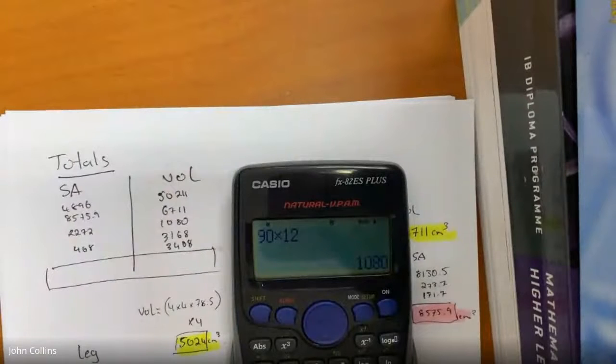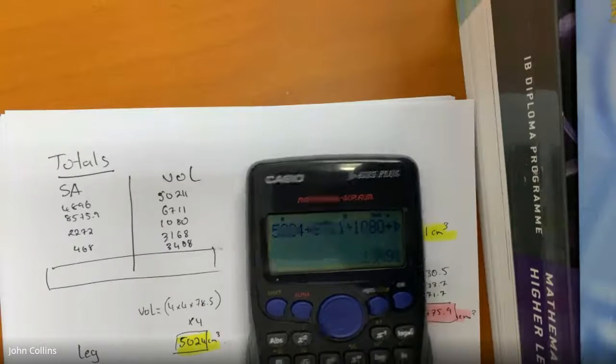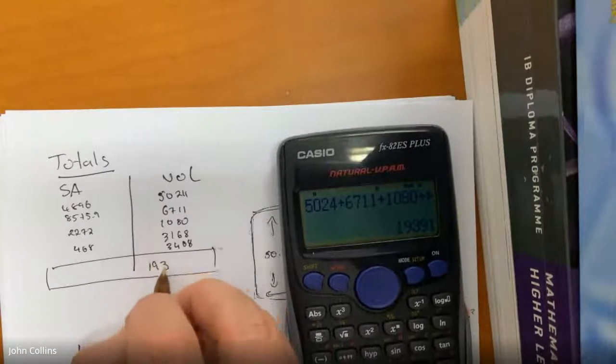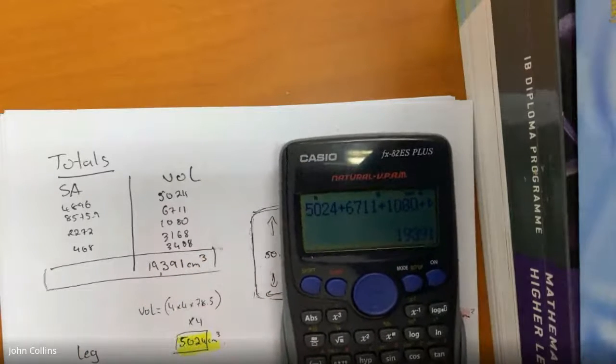So this is why you need a calculator for this. Well, you could probably add these okay, but a lot of the calculations, especially with decimals and stuff, you just use a calculator for them. 5024 plus 6711 plus 1080. That gives me a total volume of 19,391 centimeters cubed. All right, that's the total volume.